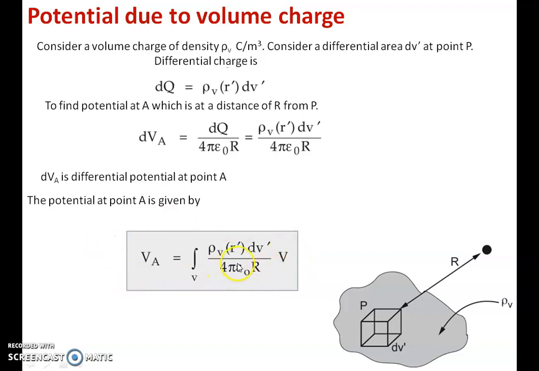So this is the expression for potential due to a volume charge at point A. If the volume charge density is uniform, then we can write the volume integral of rho v into dv dash divided by 4 pi epsilon naught into r. So this is the expression for potential due to a volume charge.